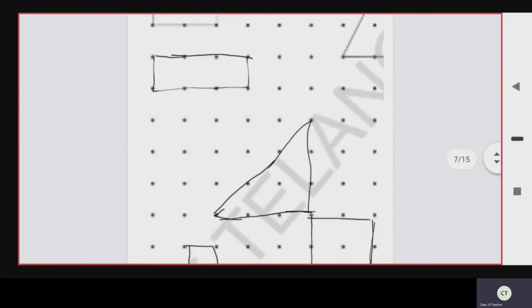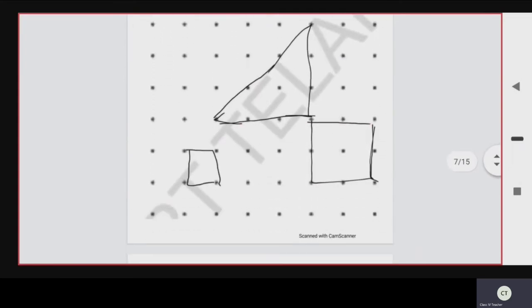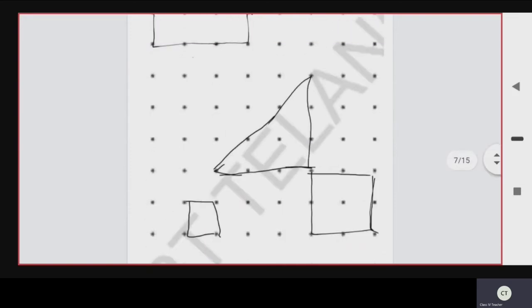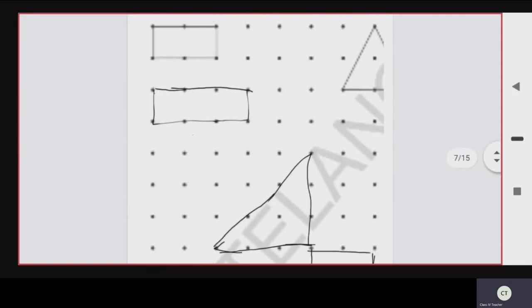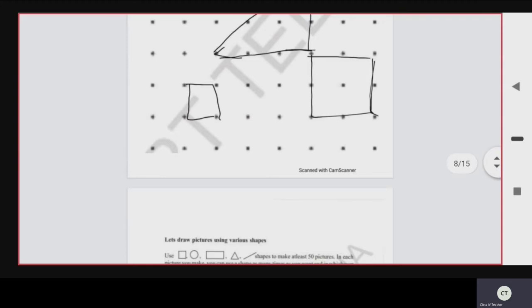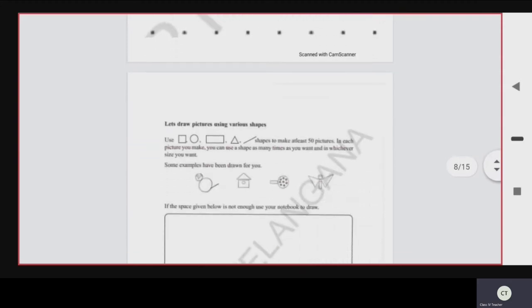See here, I have drawn some combining the dots. So square shape also I got it here, rectangle, triangle. Whatever shapes, but all the dots should be covered.